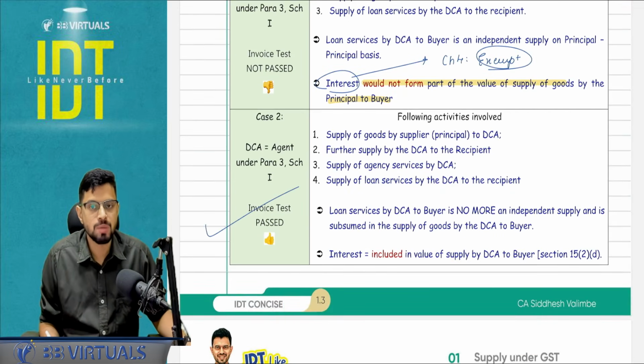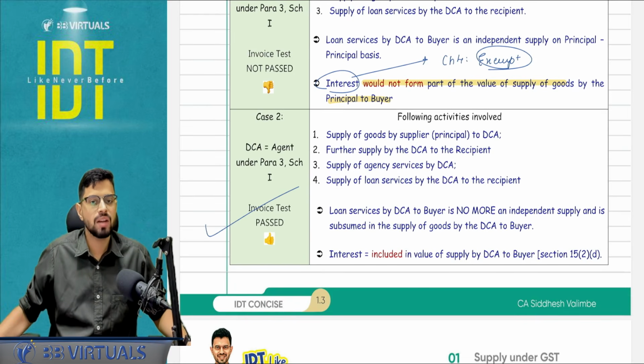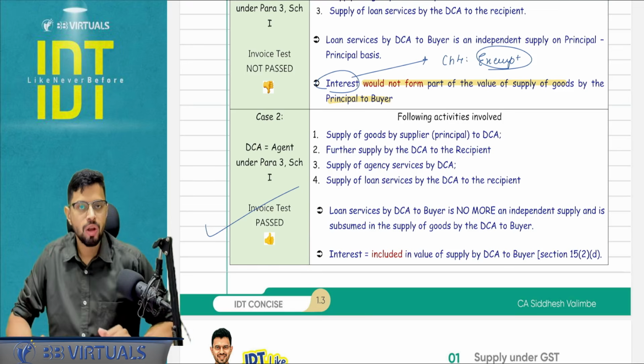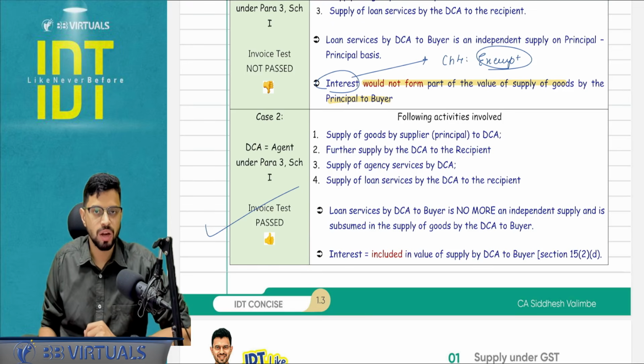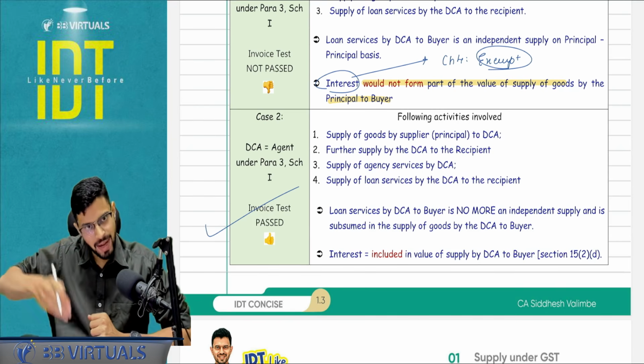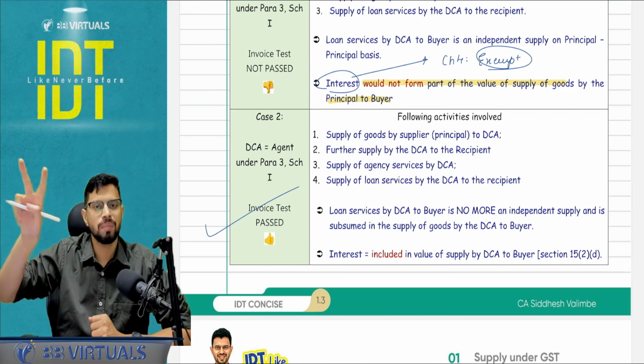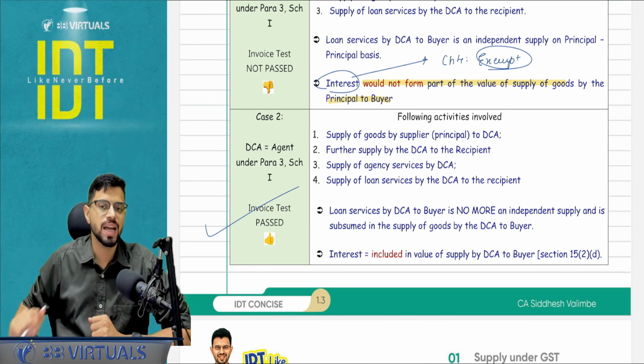But if invoice test is passed, now how many activities are involved in this particular case? Now there are 4 activities which are involved, not 3. What is the one additional activity? Principal to agent and agent to buyer. Instead of one direct supply, there are 2 supplies. Hence, one activity has been increased.